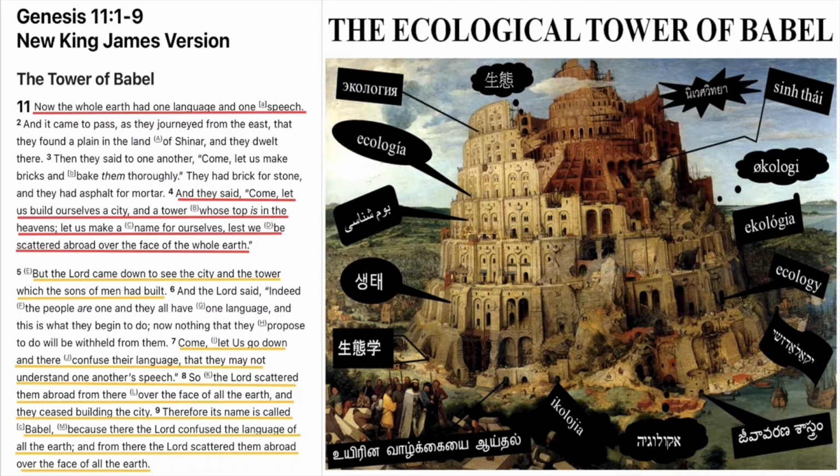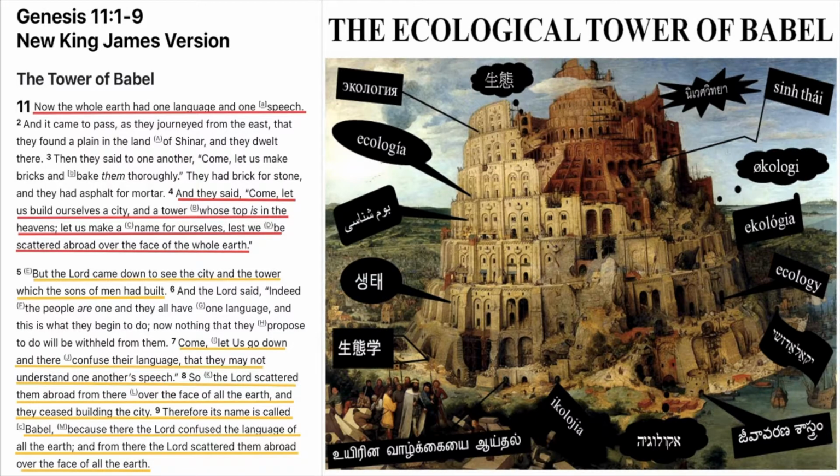Come, let us go down and there confuse their language, that they may not understand one another's speech. So the Lord scattered them abroad from there over the face of all the earth, and they ceased building the tower. Therefore, its name is called Babel, because there the Lord confused the language of all the earth, and from there the Lord scattered them abroad over the face of all the earth.